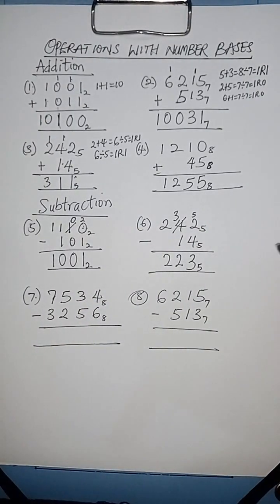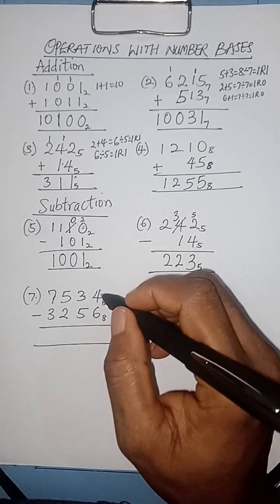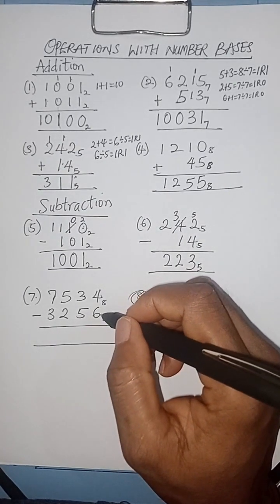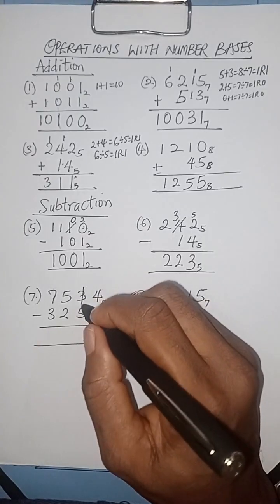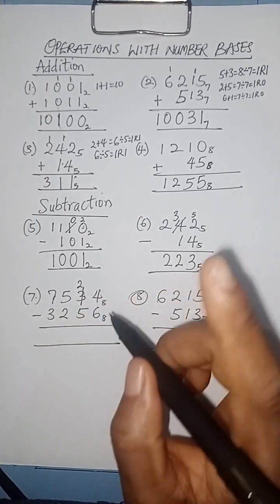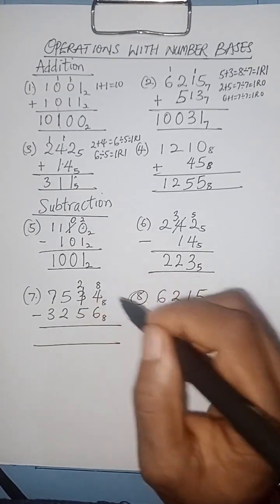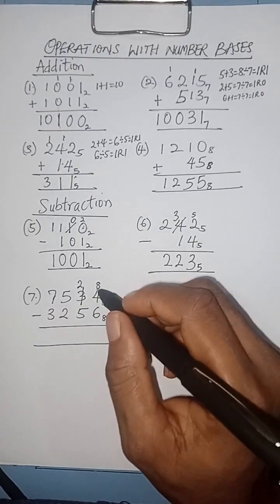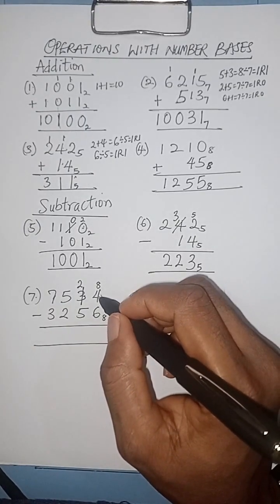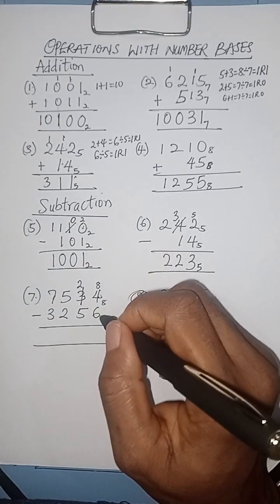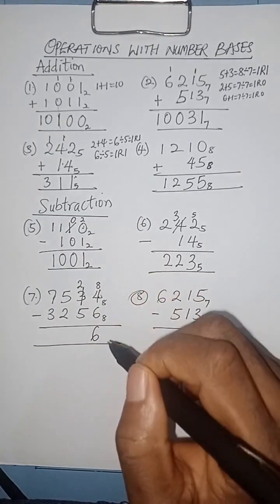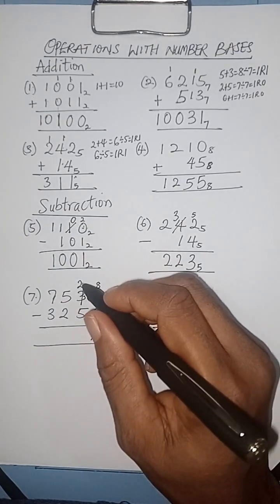Okay, so let's go to number 7. 4 minus 6, it can't. So I'm going to go to the next digit to borrow, to be left with 2. What I borrow becomes the base, 8. So 8 plus 4 is 12. Therefore, you use it to subtract 6, and that gives you 6. Now here is 2 that is left.